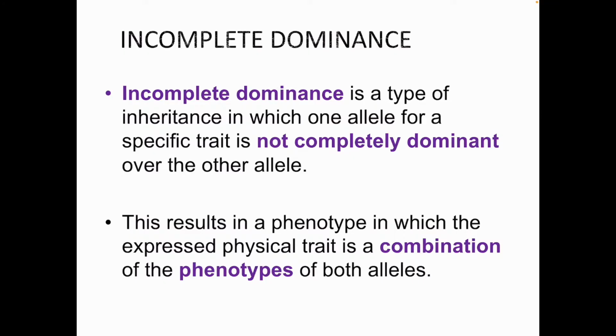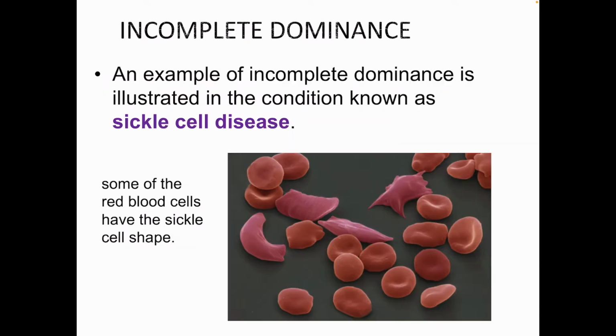In this video, we're going to learn about incomplete dominance. Incomplete dominance is a type of inheritance in which the allele for a specific trait is not completely dominant over the other allele. This means that in the phenotype, what is expressed is a combination of the phenotypes for both alleles. A good example of this in humans is the condition known as sickle cell anemia, or sickle cell disease.